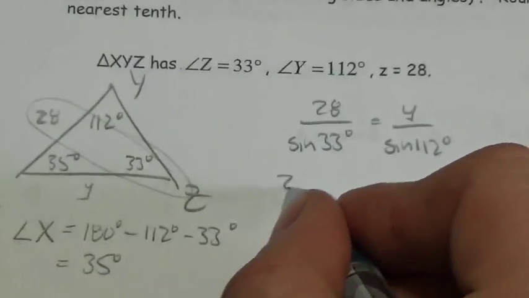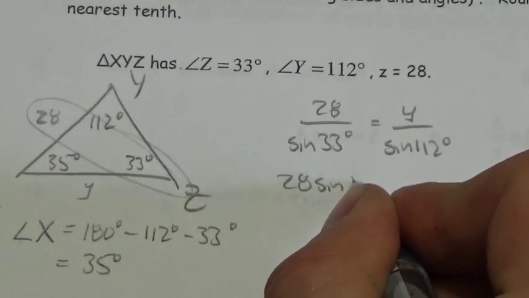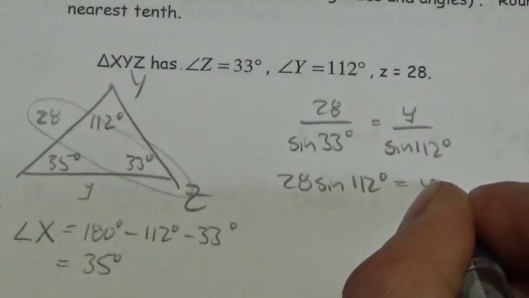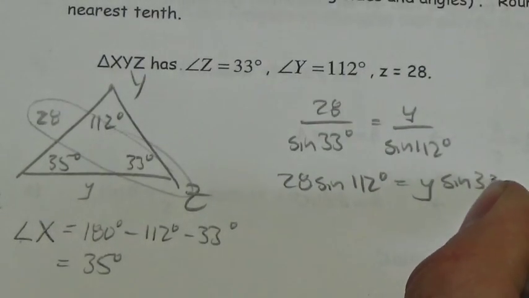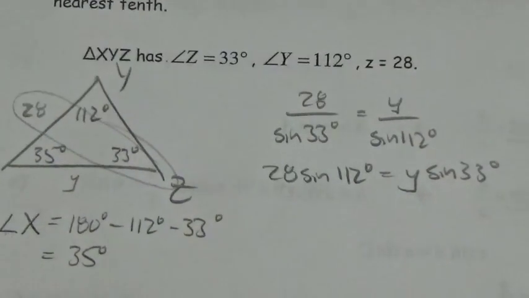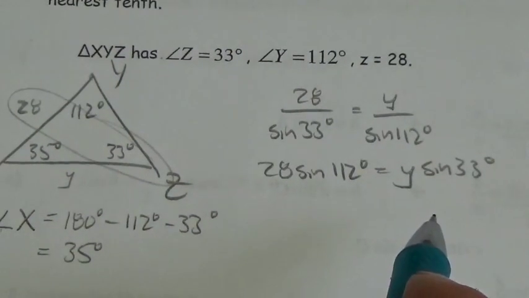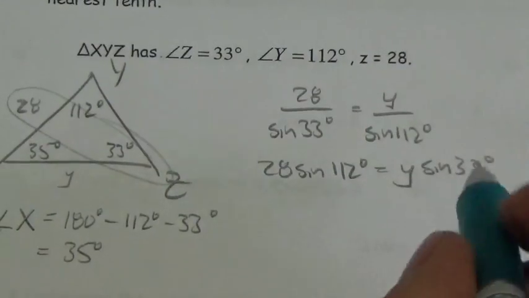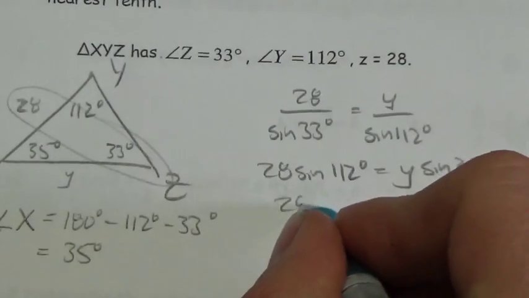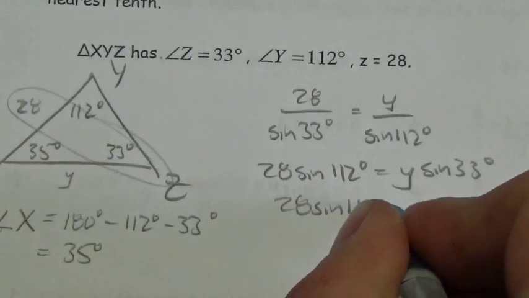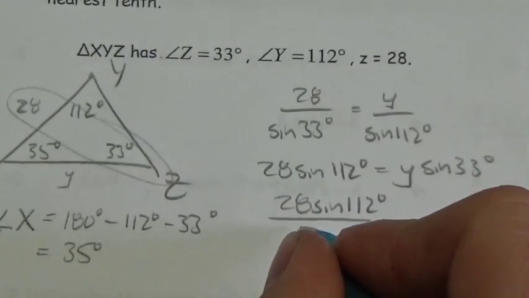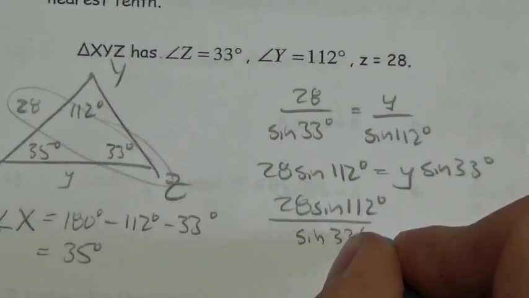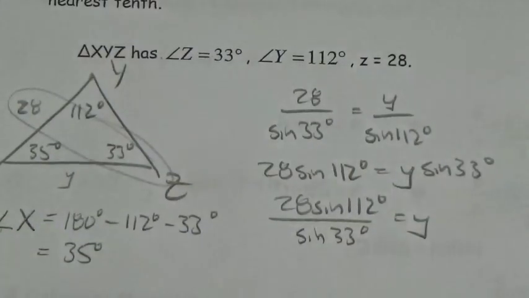I'm going to cross multiply. 28 times the sine of 112 degrees is going to equal y multiplied by the sine of 33 degrees. And then, just as it is with almost every case when I have to do cross multiplication, I'm going to divide by the sine of 33. So 28 multiplied by the sine of 112 divided by the sine of 33 degrees is going to equal y. I'm going to go to the calculator now.